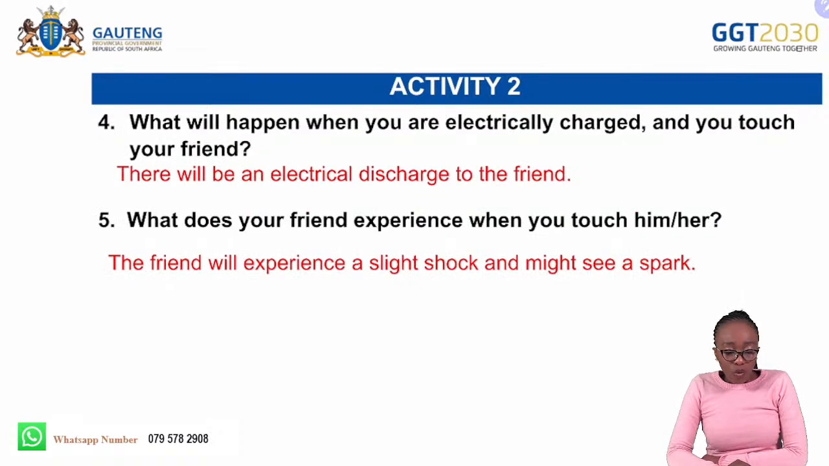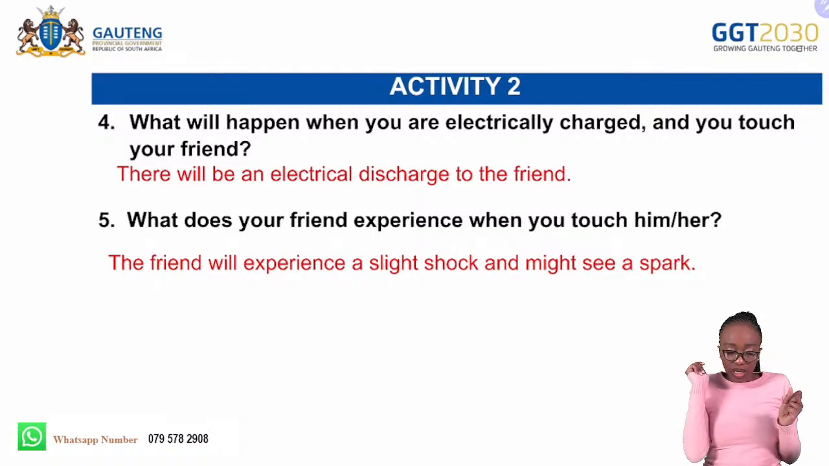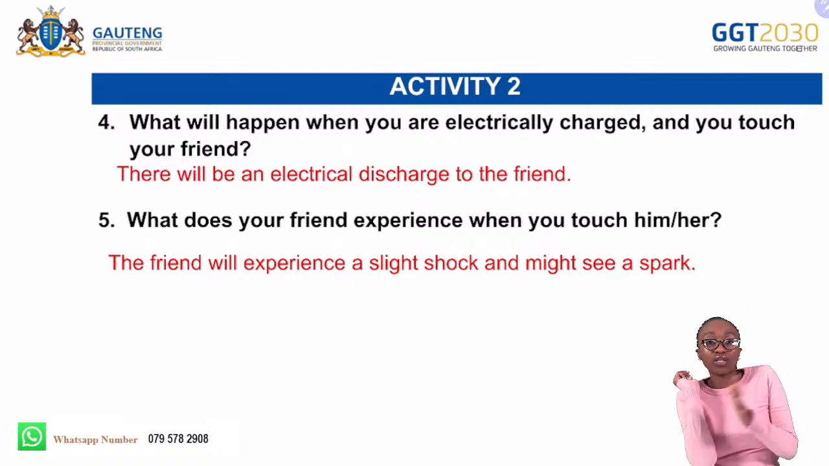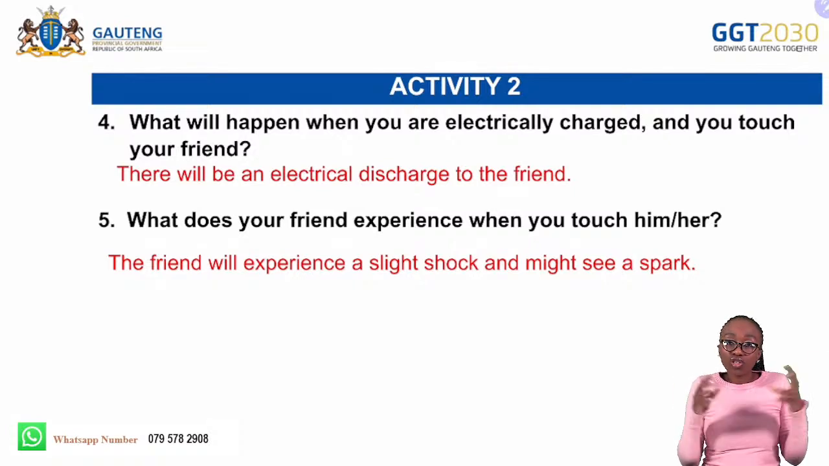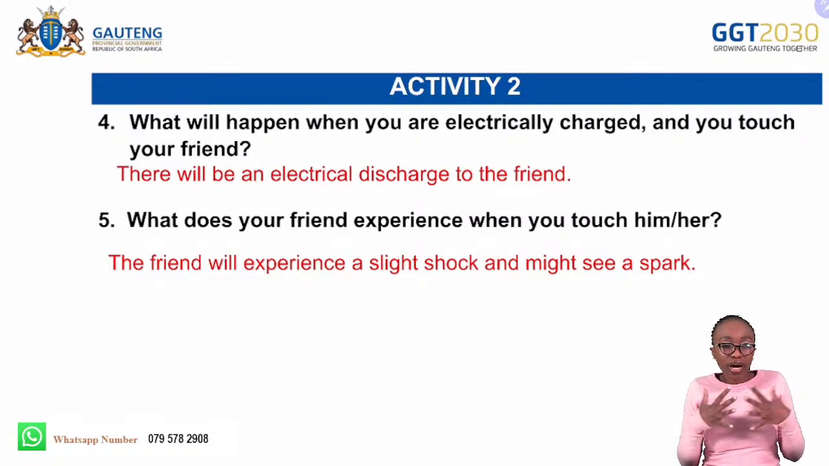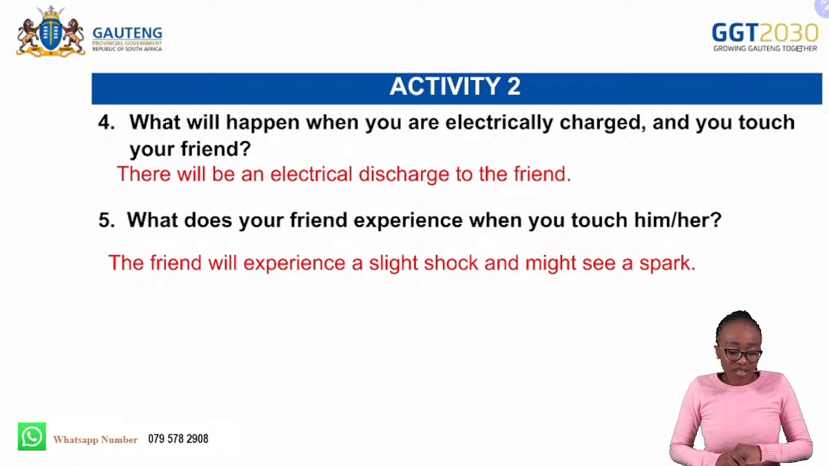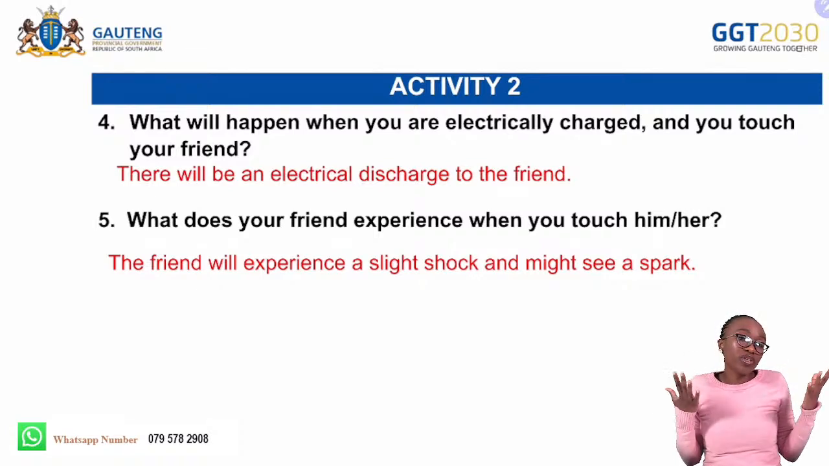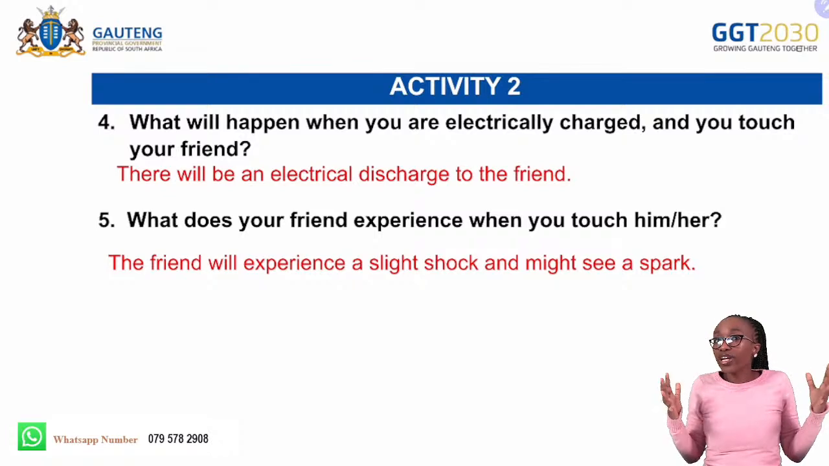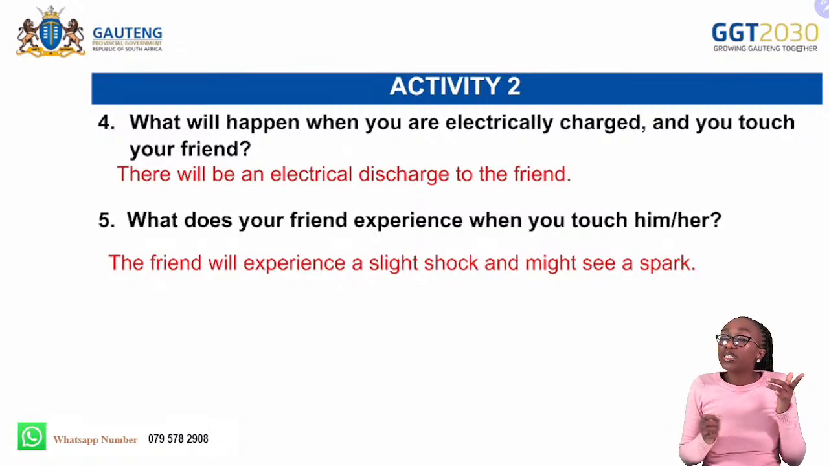All right. What will happen when you are electrically charged but you touch your friend? There'll be an electrical discharge to your friend. You feel it by feeling some kind of shock, which means one of you is charged. And what does your friend experience when you touch him or her? They'll experience a slight shock, or they might see a spark. If you happen to be in the dark, let's say there's load shedding, you can see a spark.